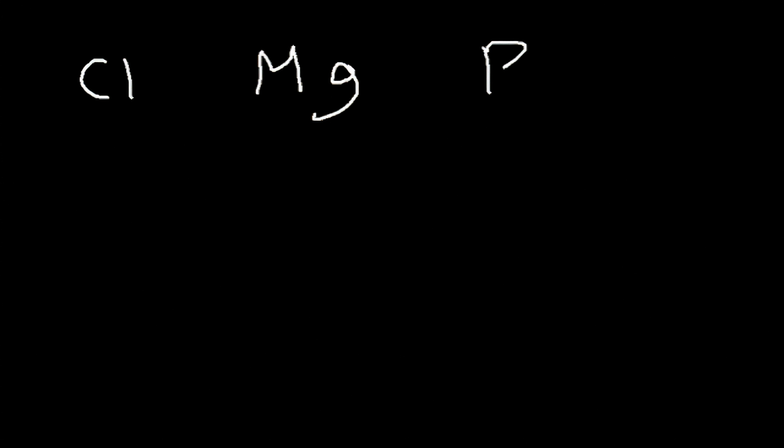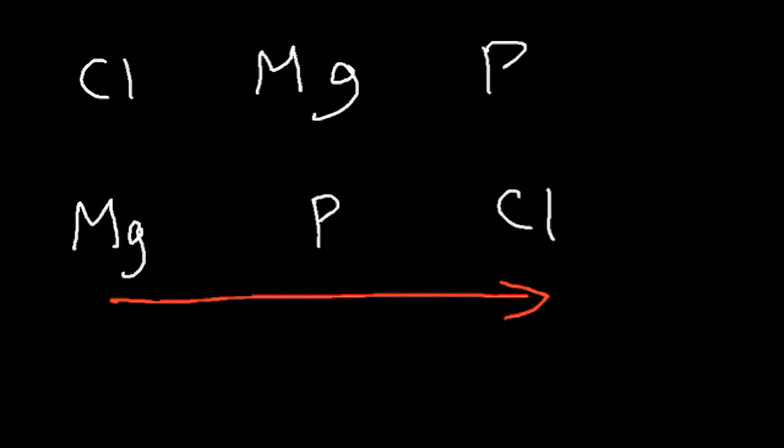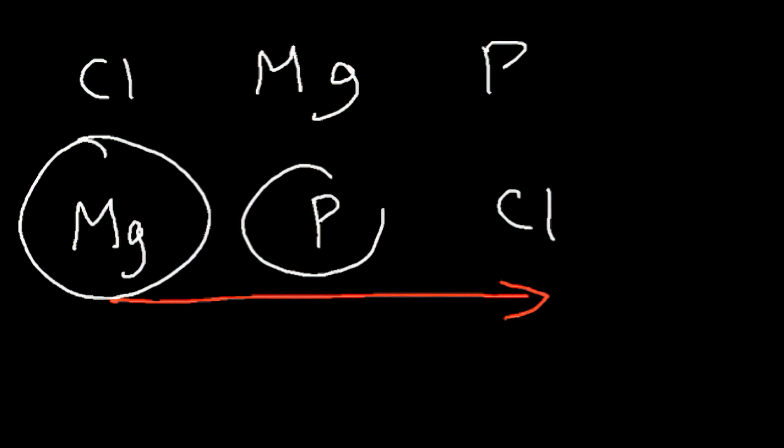Magnesium is in the 3rd row of the periodic table, and it's in group 2. It's an alkaline earth metal. Phosphorus is also in the same row, and it's in group 5A. And chlorine is a halogen in group 7A. Now, because these 3 are in the same row, this is going to be fairly easy. We know that the atomic size decreases from left to right. So that means that magnesium is bigger than phosphorus, and phosphorus is bigger than chlorine.